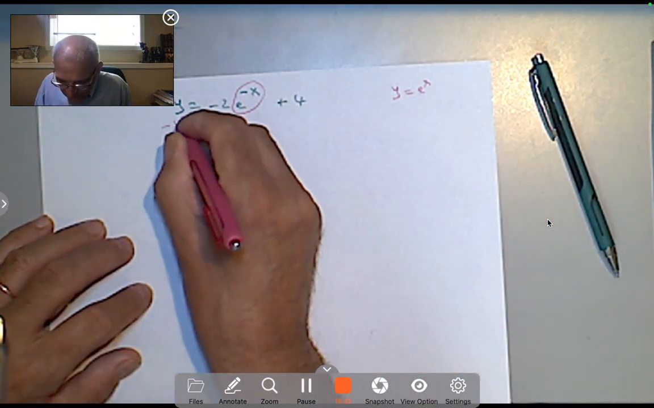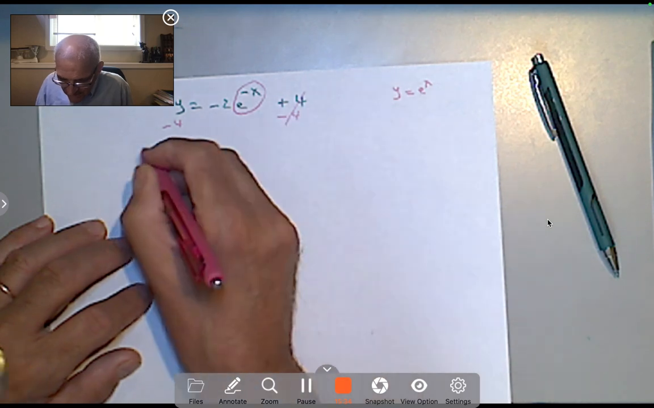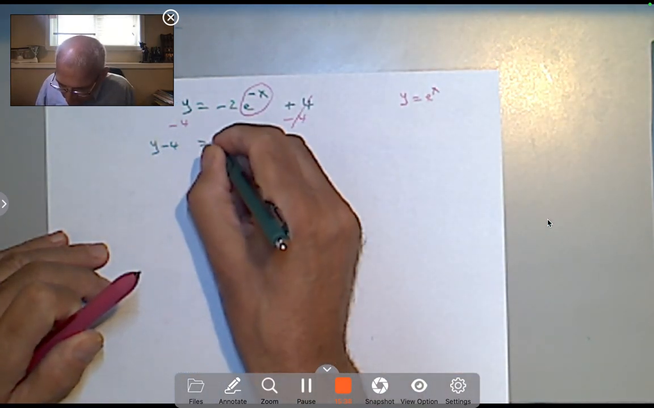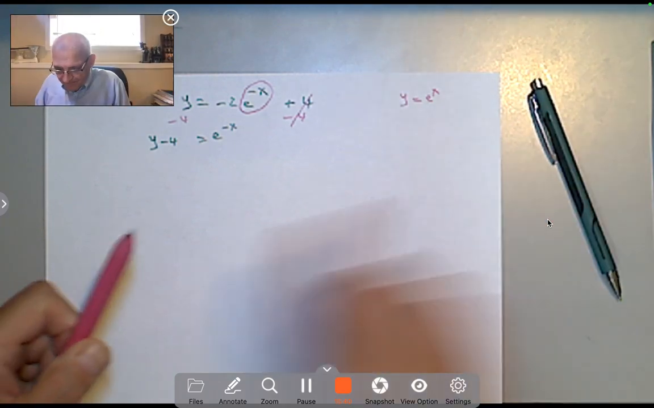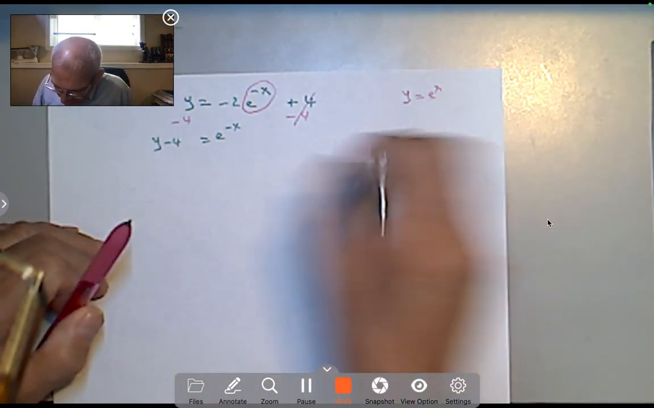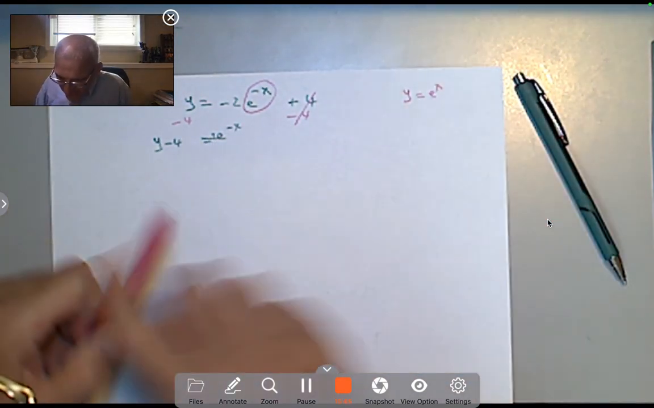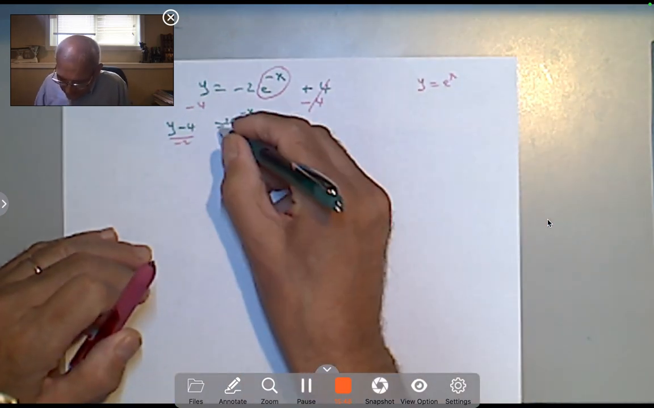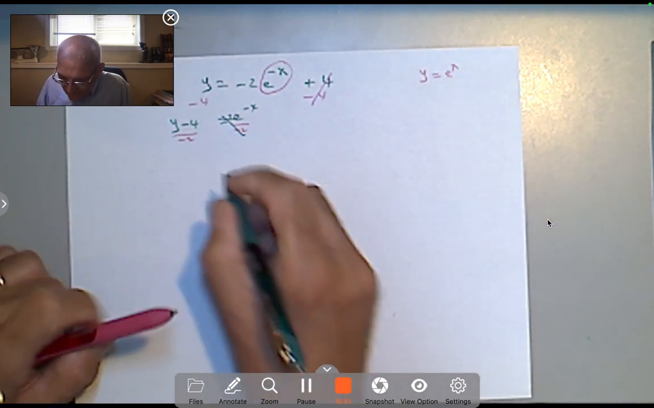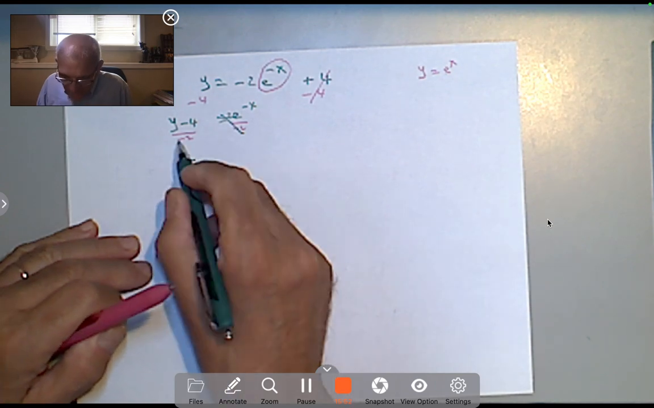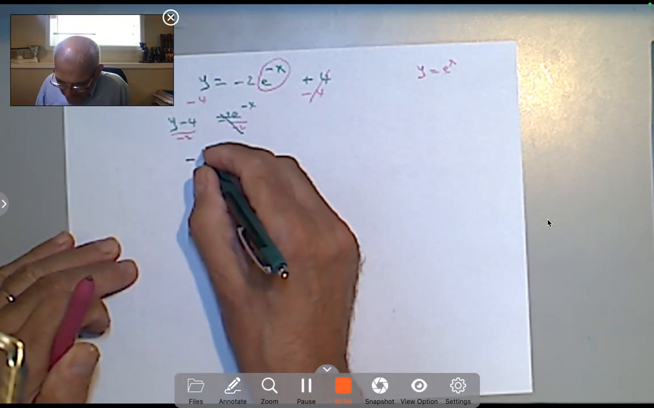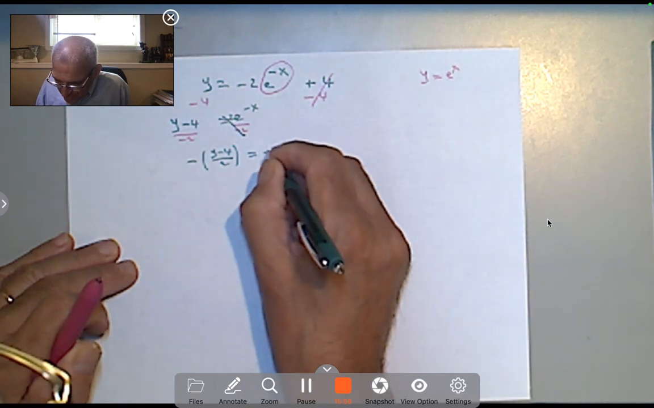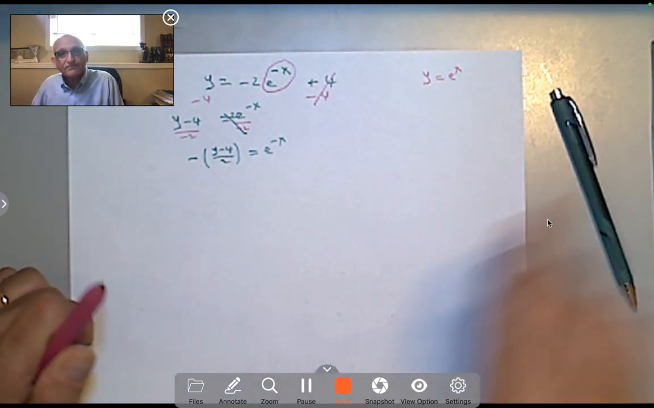I'm going to subtract 4 from both sides, and I get y minus 4 equals negative 2 e to the negative x. And then I'm going to divide both sides by negative 2. Notice we prefer to leave the negative out, so y minus 4 over negative 2 equals e to the negative x.